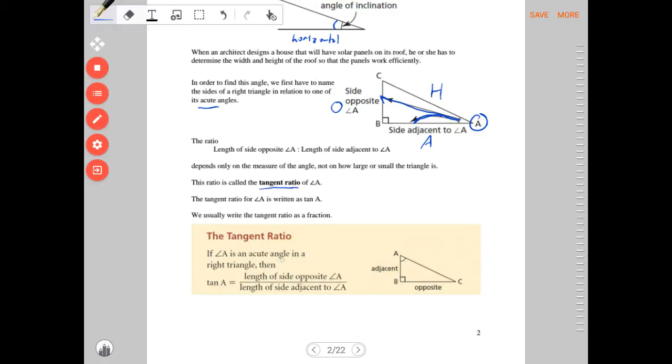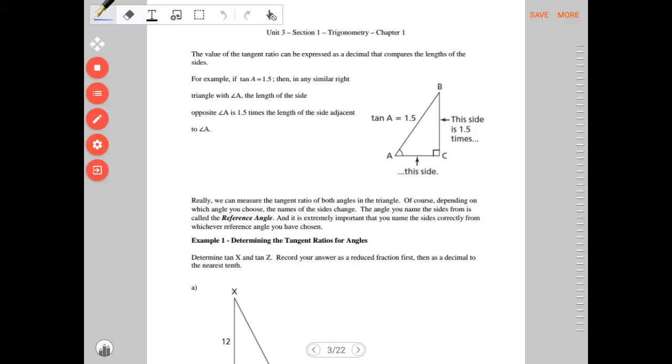So the tangent ratio. If angle A is an acute angle, so less than 90 in a right angle triangle, then tan A equals the length of the side opposite A divided by the length of the side adjacent A. Look, they put A up here in this triangle, so opposite is straight across from it, adjacent is right beside, and then the hypotenuse is always right across from the 90. That's a good way to memorize that. Next.